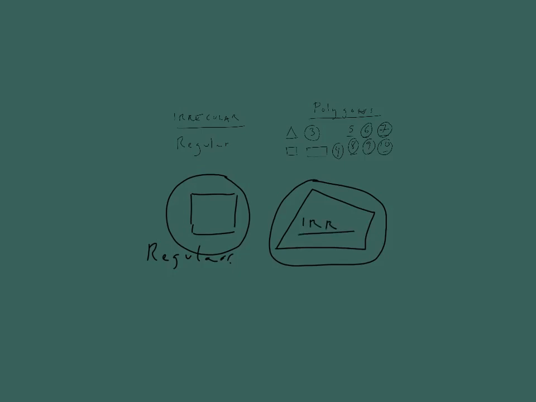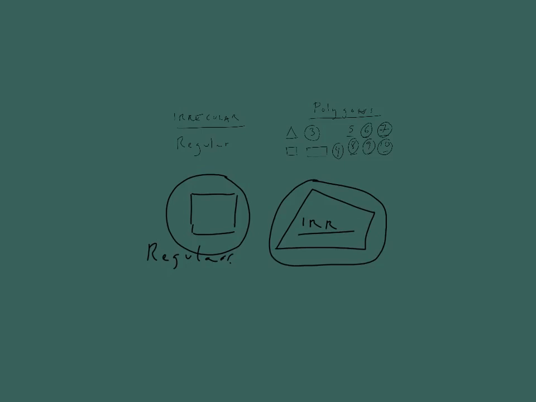So in the test, you're going to get pictures of polygons, and you have to state what the polygon is. Is it a hexagon? Is it a heptagon? Is it a nonagon, decagon? Is it a triangle? Is it a square? You know, basically, is it a pentagon? And then you have to state if it's regular or irregular.